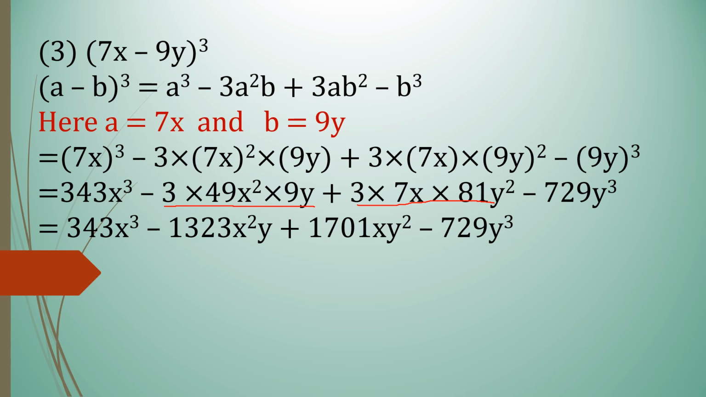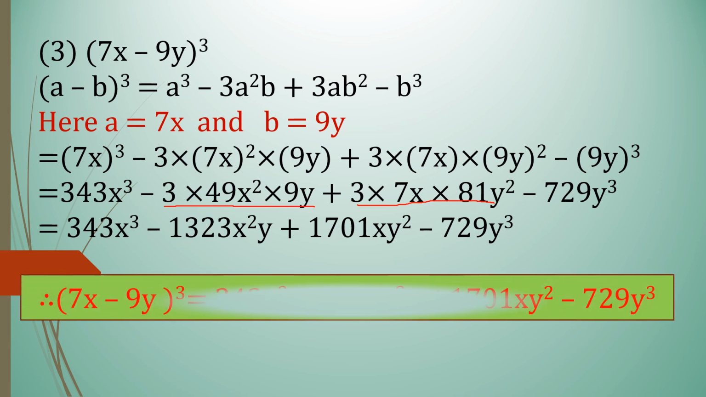Minus 729y cube. We have already solved this previously, so we'll write it down as it is, 729y cube. So our answer is, therefore, 7x minus 9y the whole cube equals 343x cube minus 1323x square y plus 1701xy square minus 729y cube.